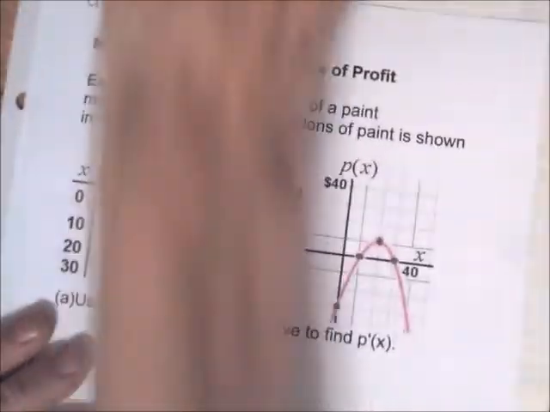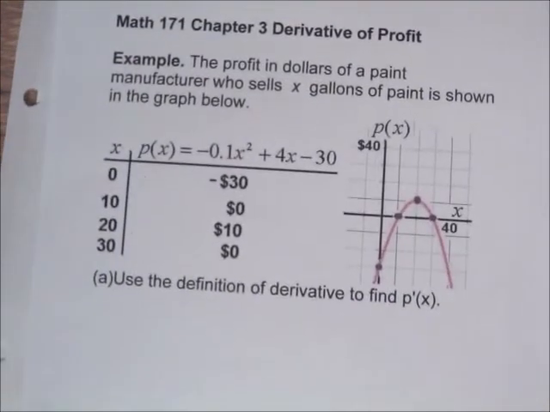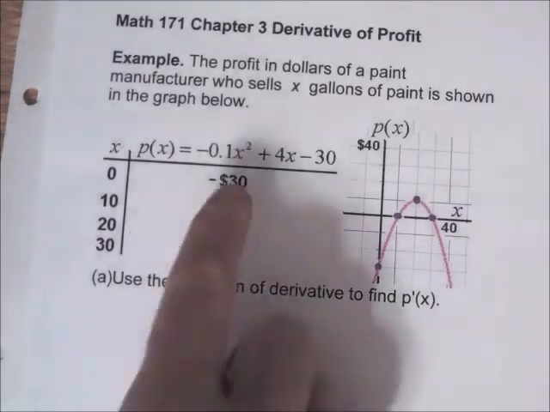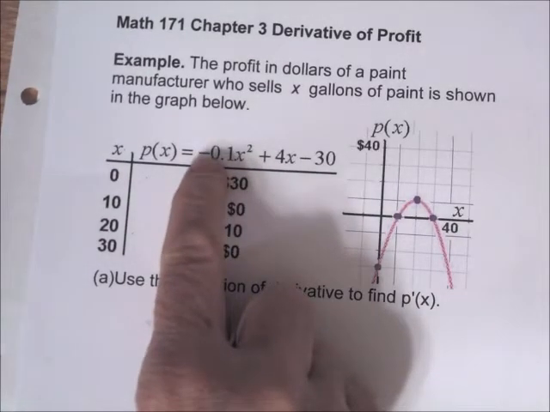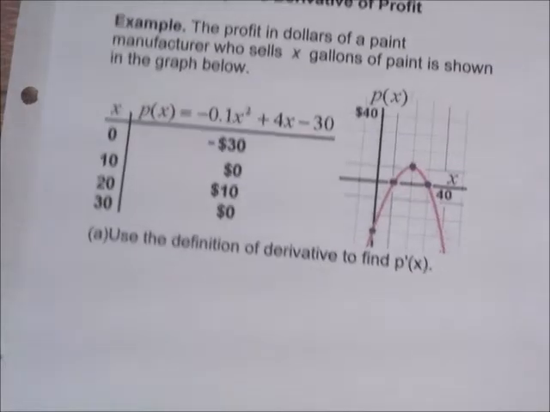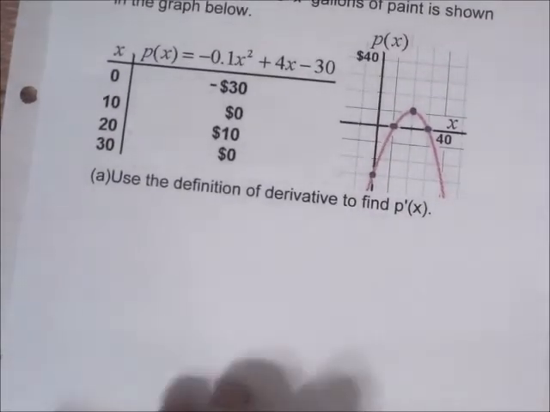Another example of derivative. This time we'll take the derivative of profit. Profit in dollars of a paint manufacturer who sells x gallons of paint is P of x equals negative 0.1 x squared plus 4x minus 30. So we can plug in some points and sketch the graph. We can tell it's going to be a parabola because we have an x squared here, and because of the negative sign, it's going to be a parabola opening down. So we can put in some values and plot the points. And let's see if we can compute the derivative.